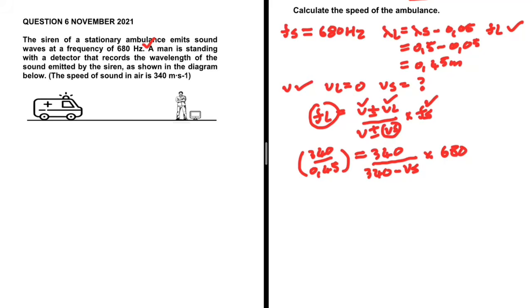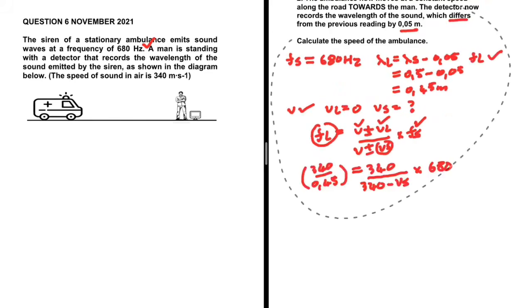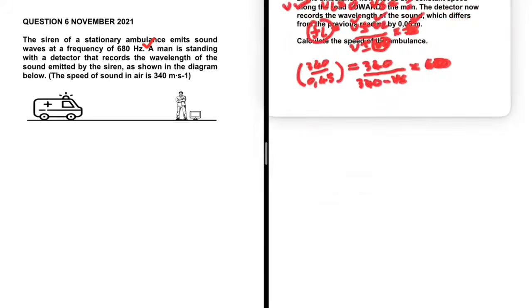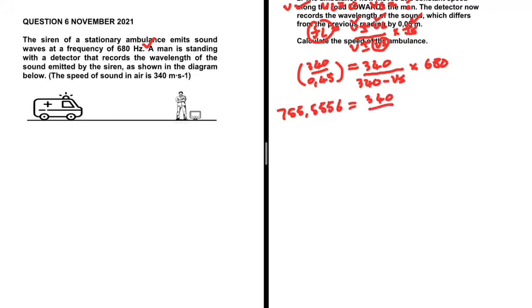We just need to solve the math. But a lot of people still make a mistake, even if they manage to get to this point. Okay, let's just say 340 divided by 0.45. That is 755.5555. So we're going to have 755.5556 being equal to 340 divided by (340 minus Vs), multiplied by 680.